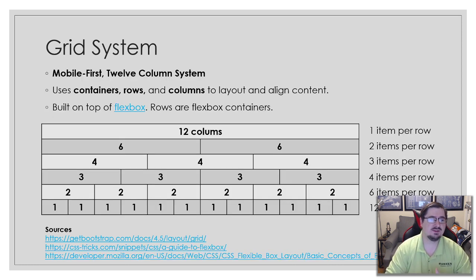So the Bootstrap Grid System is based on a 12-column system. It uses a combination of containers, rows, and columns to lay out and align the content. It's also built on top of Flexbox, where your rows are Flexbox containers. It is worth noting that the rows also have Flex Wrap enabled. So if you have more than 12 columns worth of space on a row, it will actually wrap and become part of the next row.